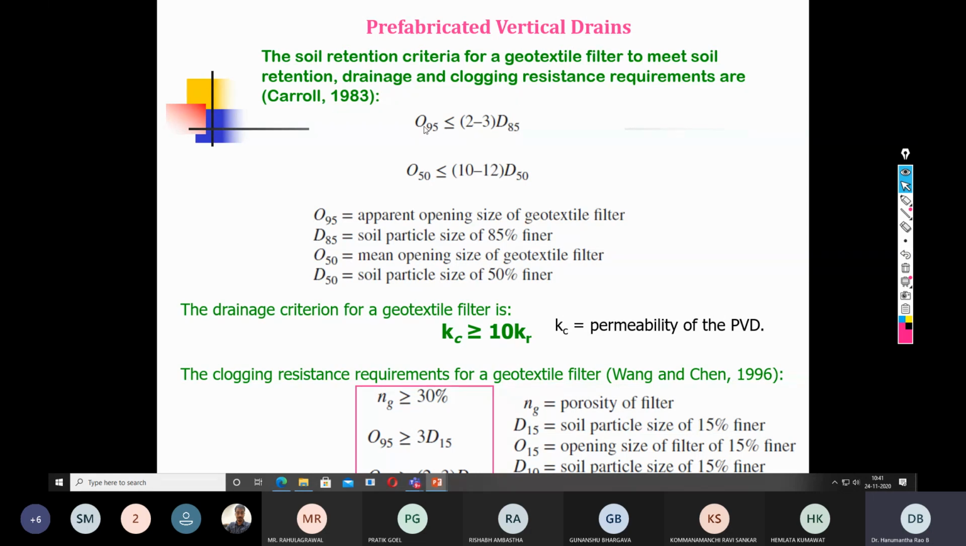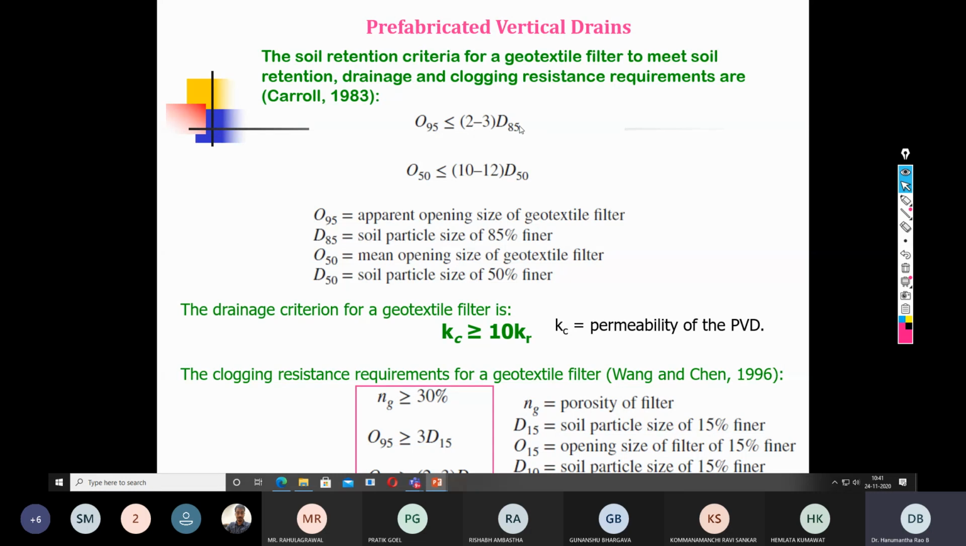So this is O95 should be less than or equal to 2 to 3 times D85. D means diameter of the particle, and O means apparent opening size of the geotextile. You can see O95, the apparent opening size of the geotextile filter, should be less than or equal to 2 to 3 times the diameter of the particle corresponding to 85%.